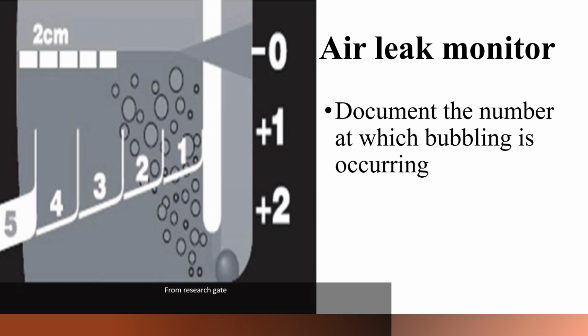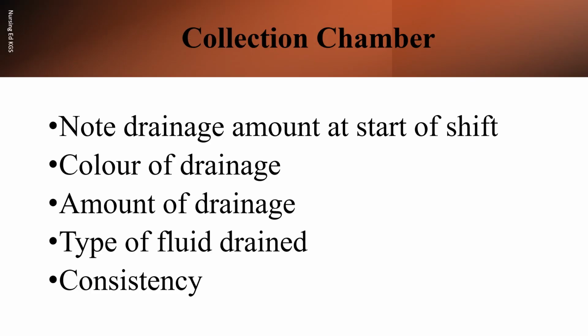An air leak in the water seal could indicate that air is re-entering the patient's pleural space, which can indicate worsening of a pneumothorax. The collection chamber is the largest chamber, and it is typically on the far right of the system.